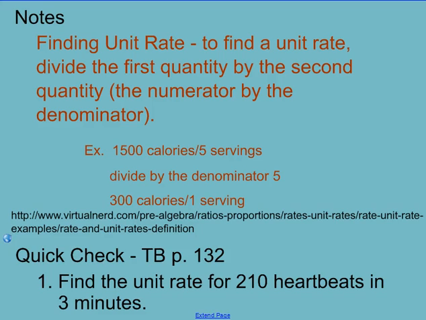Now let's take some notes on how we find unit rate. To find a unit rate, you have to divide the first quantity by the second quantity. All this means is taking the numerator and dividing it by the denominator. An example of this is 1,500 calories per 5 servings. Remember, the fraction bar can be read as per, 1,500 calories per 5 servings. To find out the unit rate, we can just divide both the numerator and the denominator by the denominator, which is 5, and we will end up with 300 calories per 1 serving.